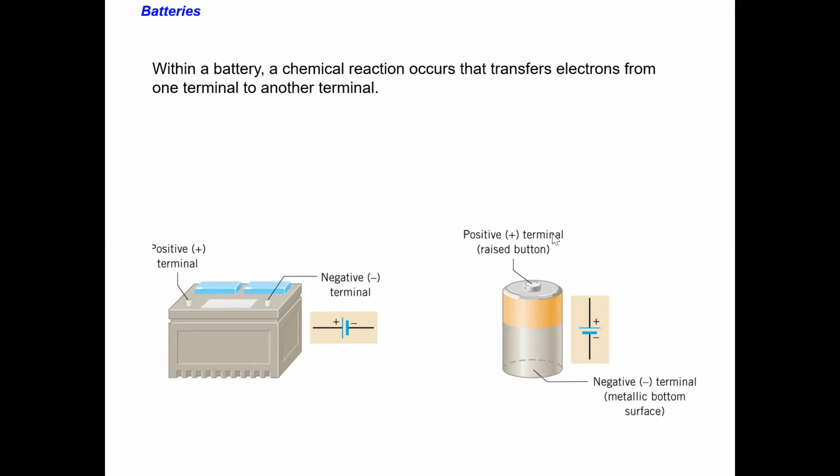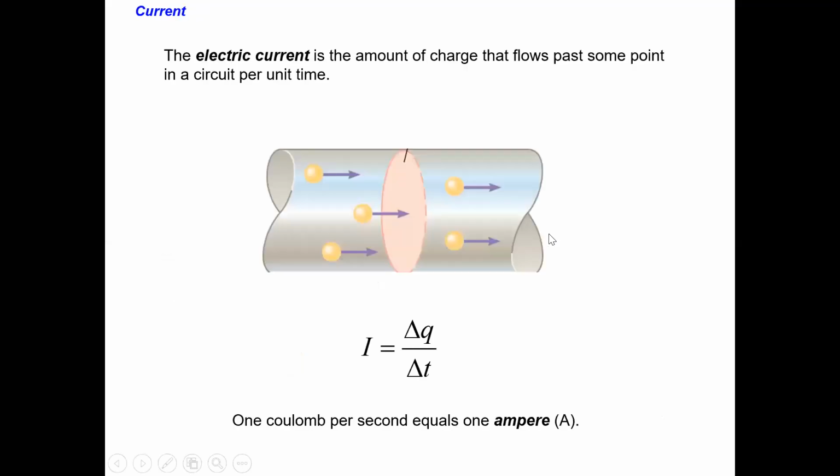So moving forward. If we've got charge moving through a wire, say, then the amount of charge that moves through that wire divided by the time it takes that charge to move is what's defined as the current. And the current is measured in amperes. An ampere is 1 coulomb per second. All right.